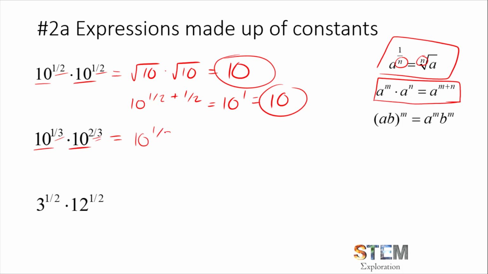So we can say 10 to the 1/3 power plus the 2/3 power is equal to 10 to the 1st power, and again would equal 10, just like it did in 10 to the 1/2 times 10 to the 1/2. So some useful stuff to keep in mind there. And certain relationships can apply if the powers match.